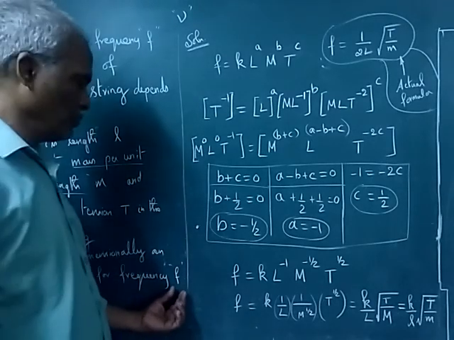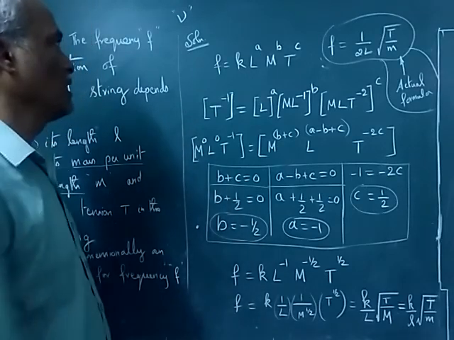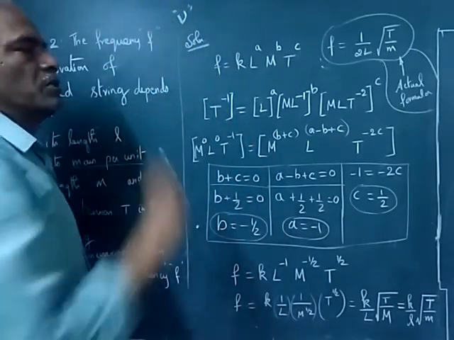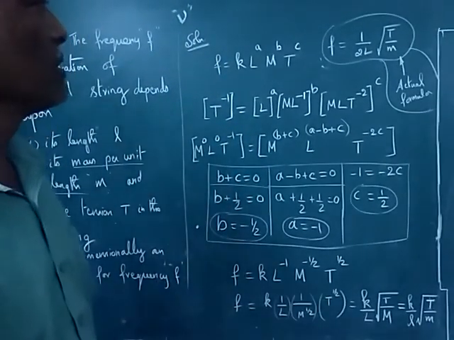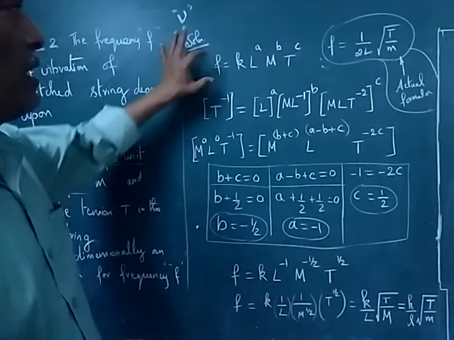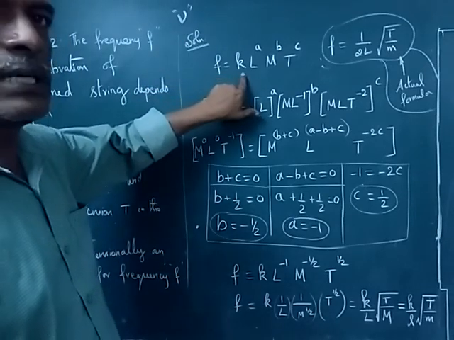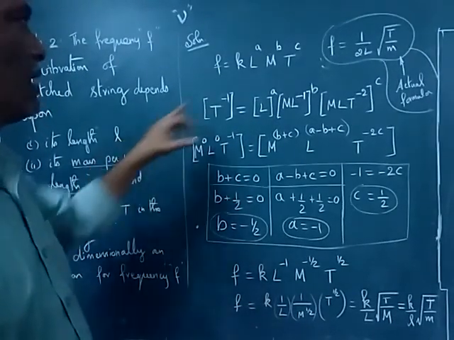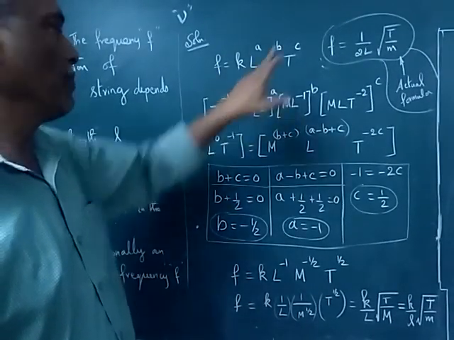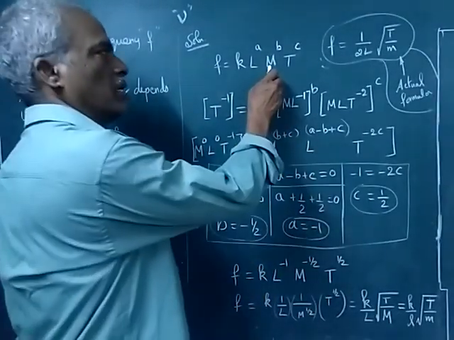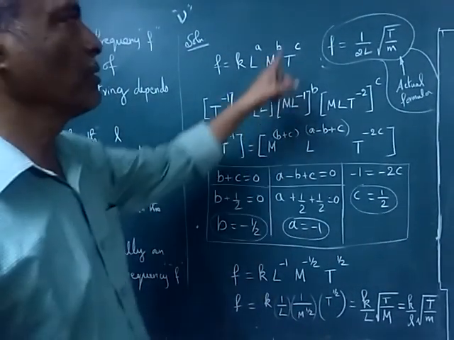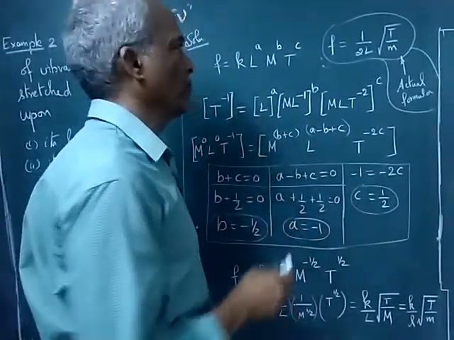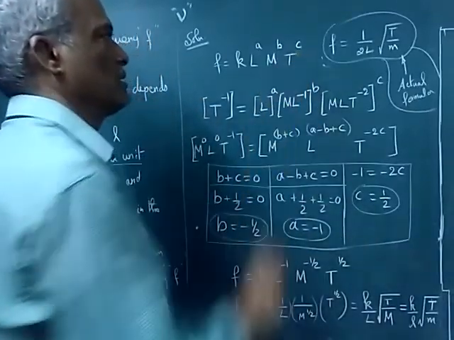I have used f for frequency, but generally it will be nu. Nu is also frequency only. So first we will write frequency f is equal to some constant times L power a, because it depends on length, L power a, m power b, where m means mass per unit length, and T is tension, T power c.